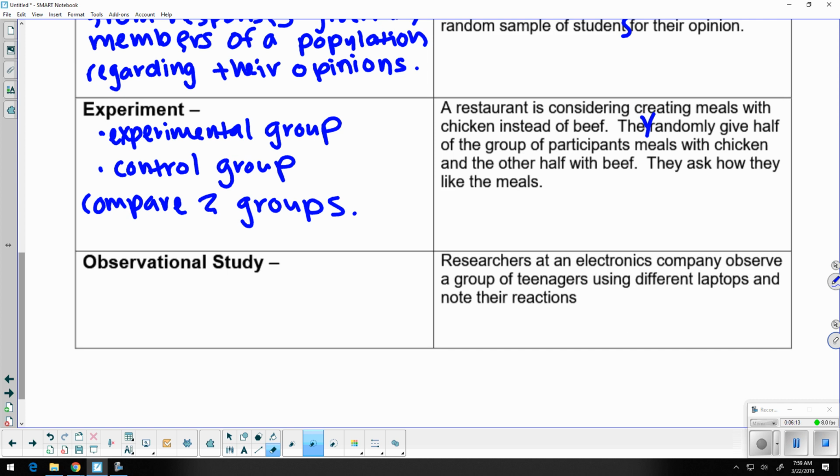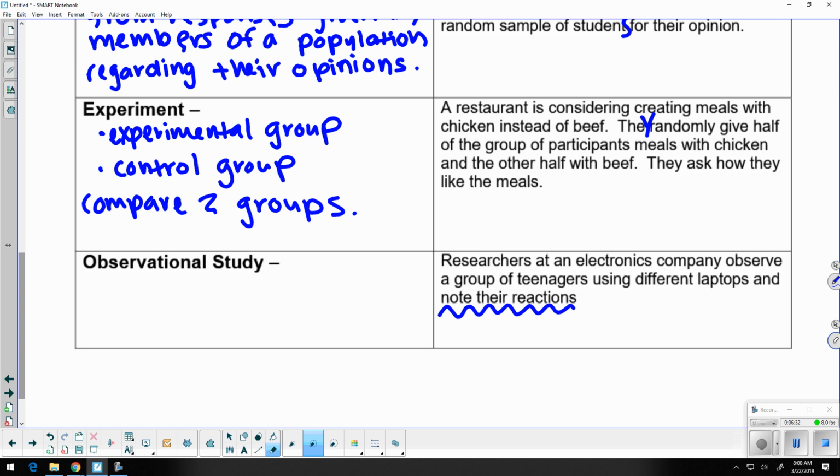Observational study says over here as an example, researchers at an electronics company observe a group of teenagers using different laptops and note the reactions. Here's kind of the key thing right here, is they're noting their reactions. So it's really just observing how people react to something.